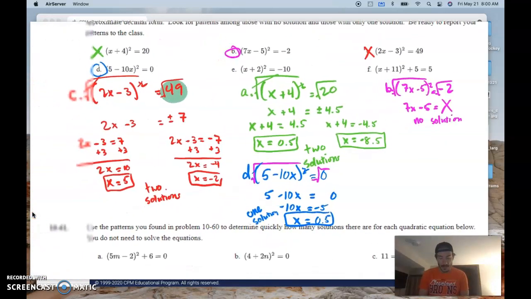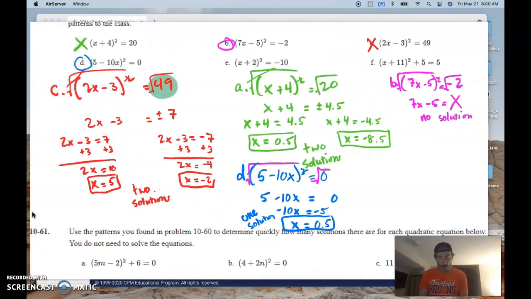And I want that to be our takeaway here. When we've got this quantity equal to positive values like we do in A and C, we're going to have two solutions. Okay, now if it's a perfect square, we're going to have those nice integer solutions. When it's not a perfect square, that's when we're going to get those decimal values, like in A. When we've got it equal to 0, like in letter D, that's going to yield one solution. And then finally in B, when it's equal to a negative value, we've got no solution. Okay?